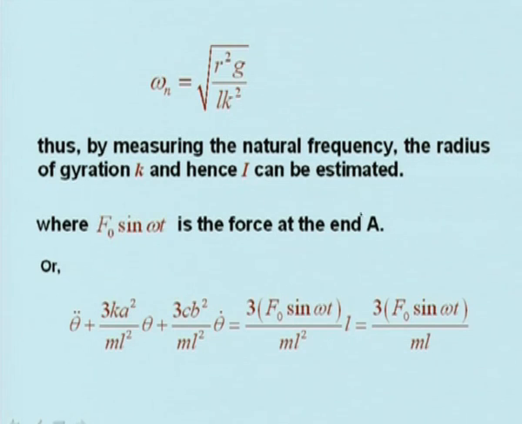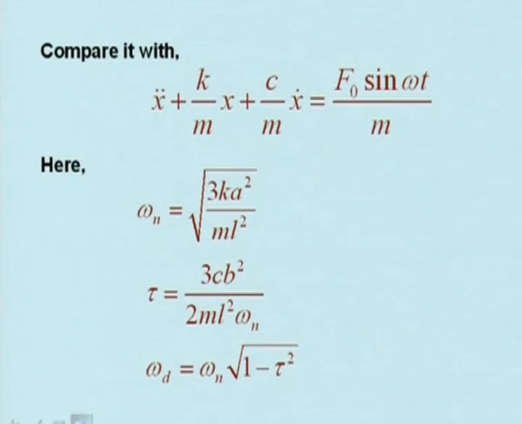Now omega n is equal to square root of 3ka square by ml square. Zeta is equal to 3cb square divided by 2 ml square omega n, and omega d is equal to omega n under root 1 minus zeta square.